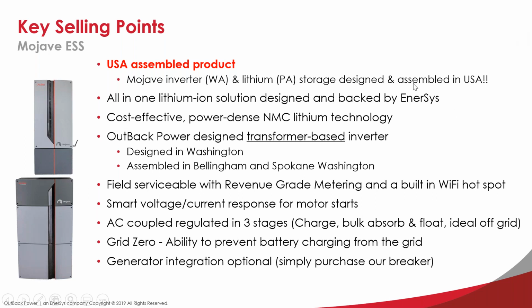We talked about our voltage and current response for motor start. Basically, you can start the same kind of loads you would start with a Radian. You can do with this. It's just a little bit more friendly about it. And then you can do 3-stage charging, even though it's AC coupled, right? So it's not the bang bang charging. We can do the whole bulk, absorb, etc. Grid zero, we don't have that called out as grid zero, but basically you can tell the system not to charge the battery from the grid, which is important if you're in California and other states where that's an issue. And then of course, adding a generator is about as easy as it gets.